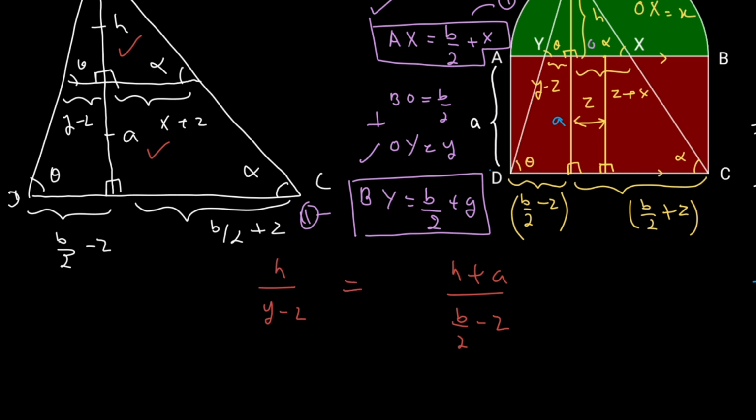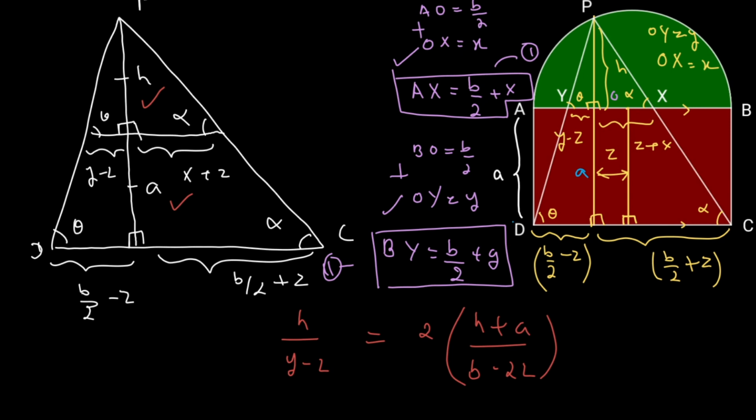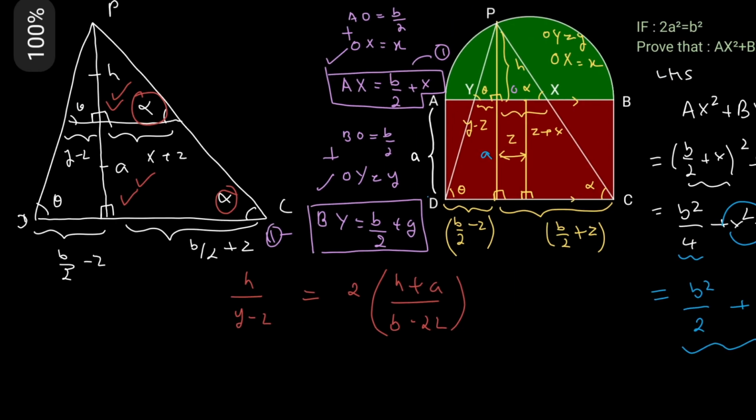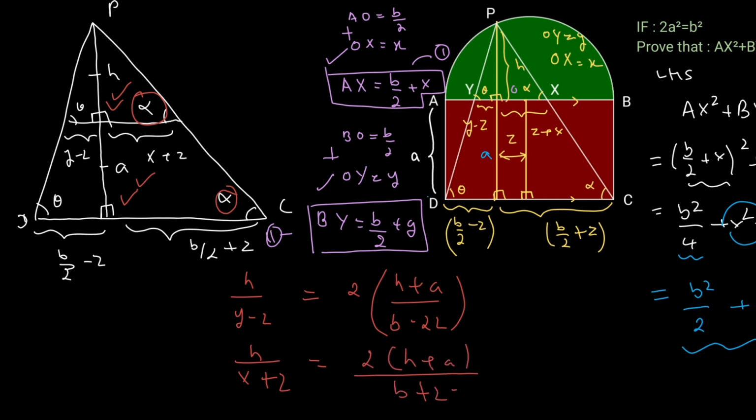b by 2 minus z can be simplified and written as b minus 2z, and the 2 will go as a multiplication on the top. Now similarly we can see that this right angle triangle and this right angle triangle are similar to each other because of 90 degree, 90 degree, and the angle alpha being equal to each other. So again we will do the same thing, and the ratio that we will get now would be like this way: h upon x plus z is equal to 2 times h plus a divided by b plus 2 times z.